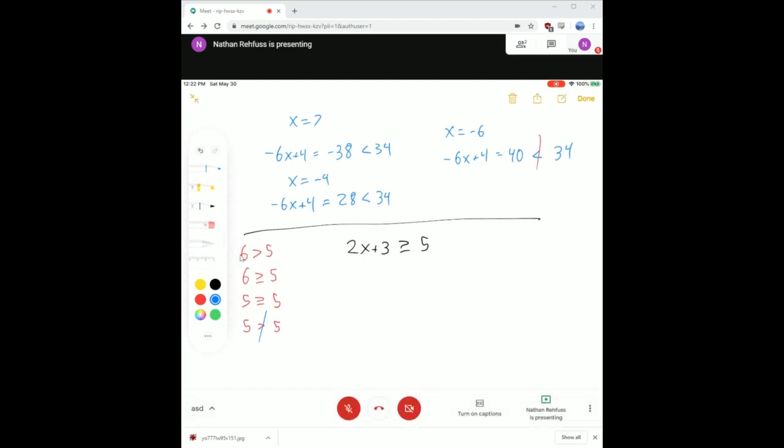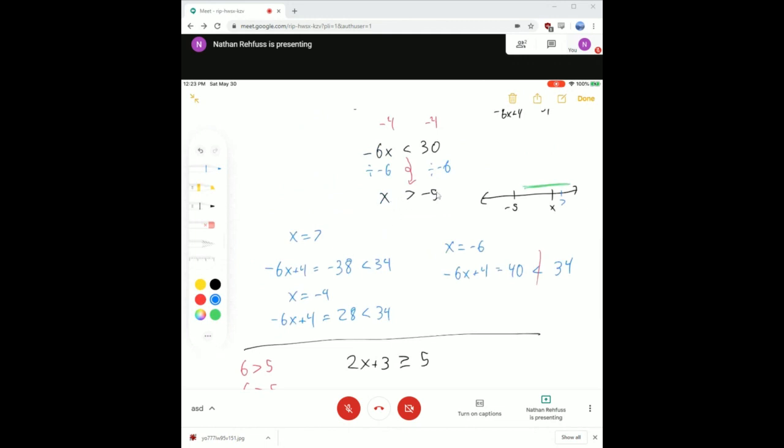So this says 6 is bigger than 5. This one says 6 is at least as big as 5. 5 is at least as big as 5. That's true. But 5 is not strictly bigger than 5. So that's the difference between these two symbols. So this one says if 2x plus 3 is 5, that works. If 2x plus 3 is 5.1, that works too. But up above here, when I say x is bigger than -5, that means -4 works, -4.9 works, -4.99999 works, but -5 doesn't work.